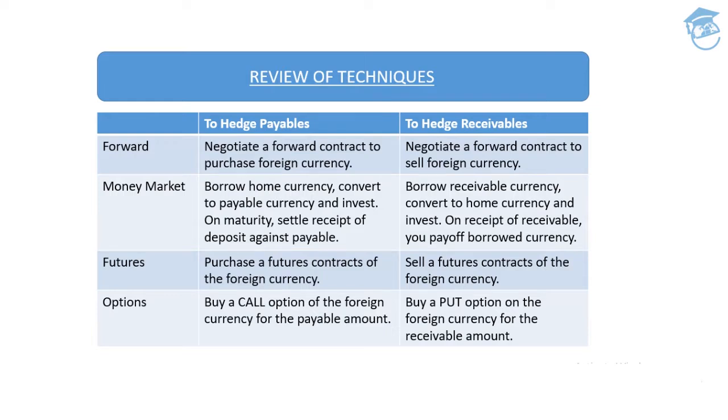So guys, I have prepared this table to help you understand four major option strategies. Number one, forward; number two, money market; number three, futures; and number four, options. With respect to two major points: number one, if you are supposed to make a payment abroad, or number two, if you are about to receive a payment from abroad. So, how to hedge your payables and how to hedge your receivables, taking these four primary techniques into consideration.